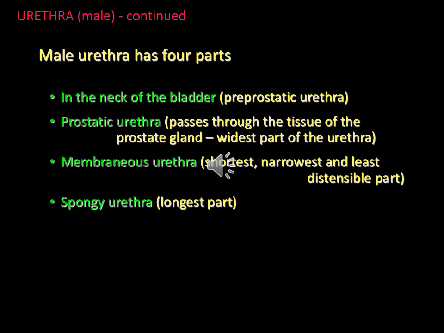Typically, many of the textbooks mention only three parts of the urethra, that is the prostatic part, also called prostatic urethra, membranous urethra, and spongy urethra. But they have also described, in the beginning of the urethra from the neck of the bladder, a part that is called the pre-prostatic part. So: pre-prostatic part, prostatic part, membranous urethra, and spongy urethra.